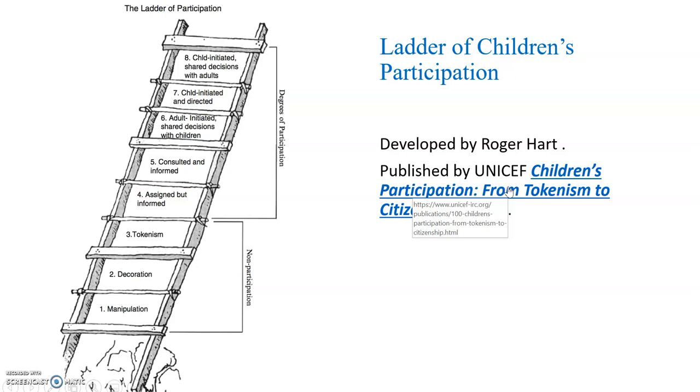So here we have the 8 rungs leading from 1 being one of the non-participatory examples of the ways in which children can appear to be participating in school life, but in fact, if they are, it's with very little agency, all the way up to rung number 8, where we have child-initiated shared decisions with adults. I want to go through each of these rungs with you as a kind of mental exercise to ensure that you get the general message about this ladder of participation.